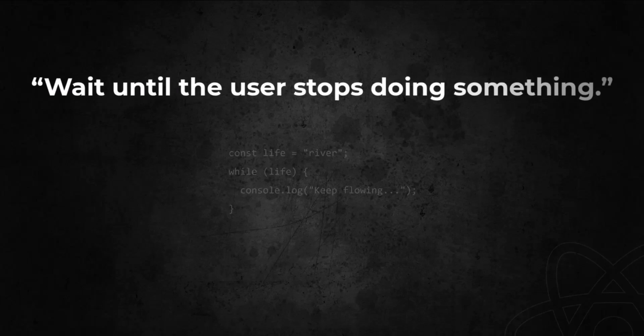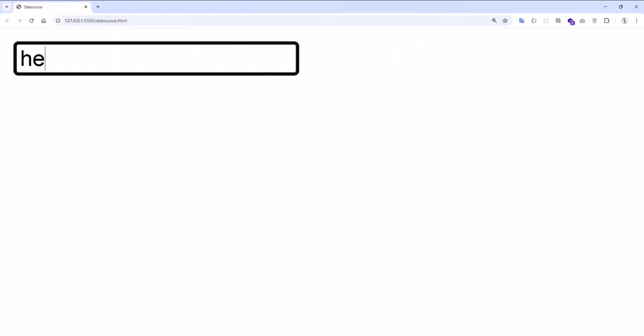Let's start with debounce. Debounce means wait until the user stops doing something. A very common example is a search input. Imagine the user is typing. We don't want to send an API request on every single keystroke. Instead, we wait a little bit, for example, 300 milliseconds, after the user stops typing. Only then do we run the function.